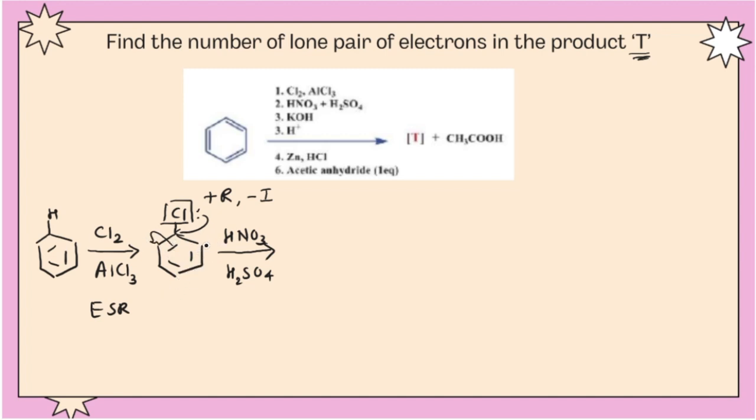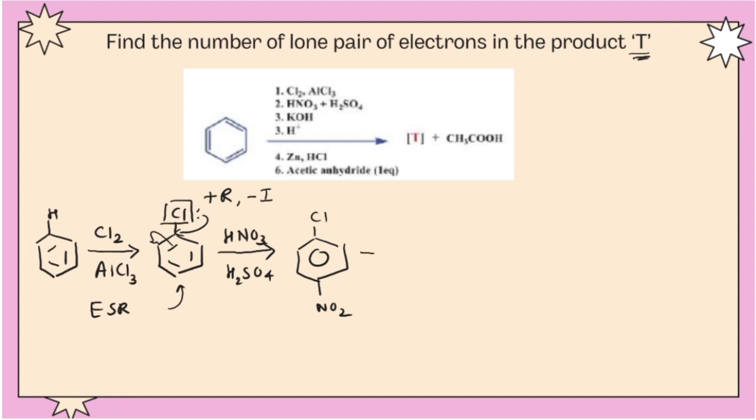Since there is a steric hindrance at the ortho position due to chlorine, the incoming nitro electrophile will go to the para position. Therefore, you are going to get the para-nitrochlorobenzene like this. So it's a mono-substituted chlorobenzene molecule.